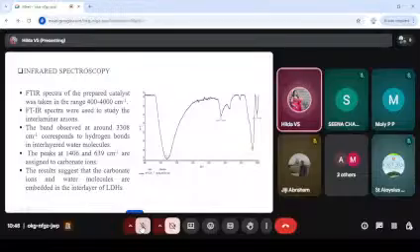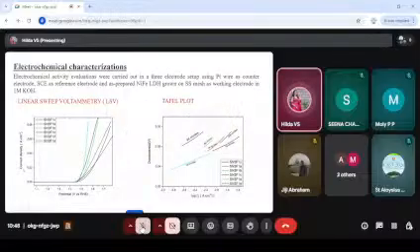This is the FTIR spectroscopy of the prepared catalyst, taken in the range of 400 to 4000 centimeter inverse, and it is used to study the interlaminar anions. The band observed at around 3308 centimeter inverse corresponds to hydrogen bonds in the interlayer water molecules, and the peaks at 1406 and 639 centimeter inverse are assigned to carbonate ions. The results suggest that carbonate ions and water molecules are embedded in the interlayer of LDH.